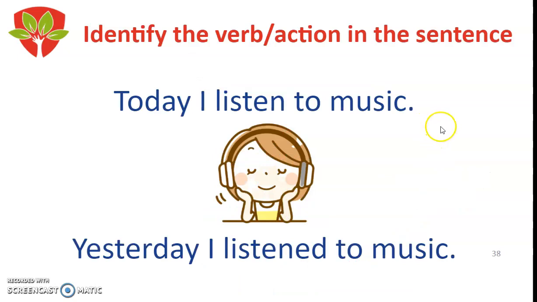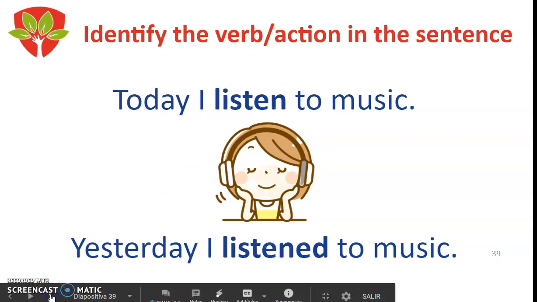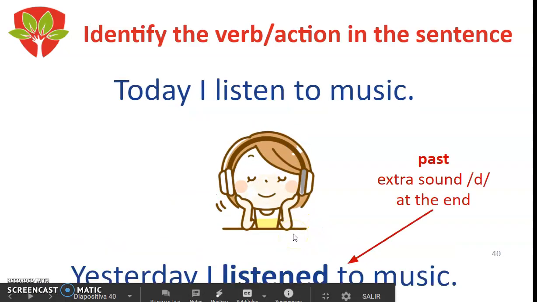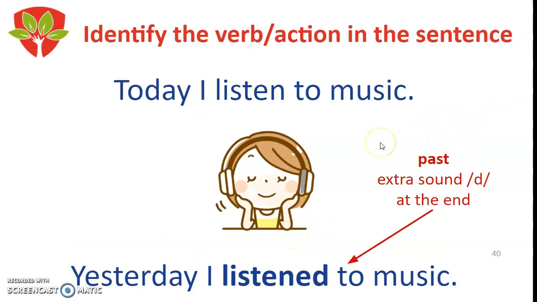Listen to this one. Today I listen to music. Yesterday I listened to music. Let's identify, guys. I will give you some time. Let's identify what is the action word in this sentence. Let's see if you're right. So as you have in here, we have listen and listened, right? So what do we have in here? In the second sentence, we have ed at the end of that verb. So that means that we have the past, and it's pronounced like listened, like the ed at the end of that verb. Okay, guys, great job.